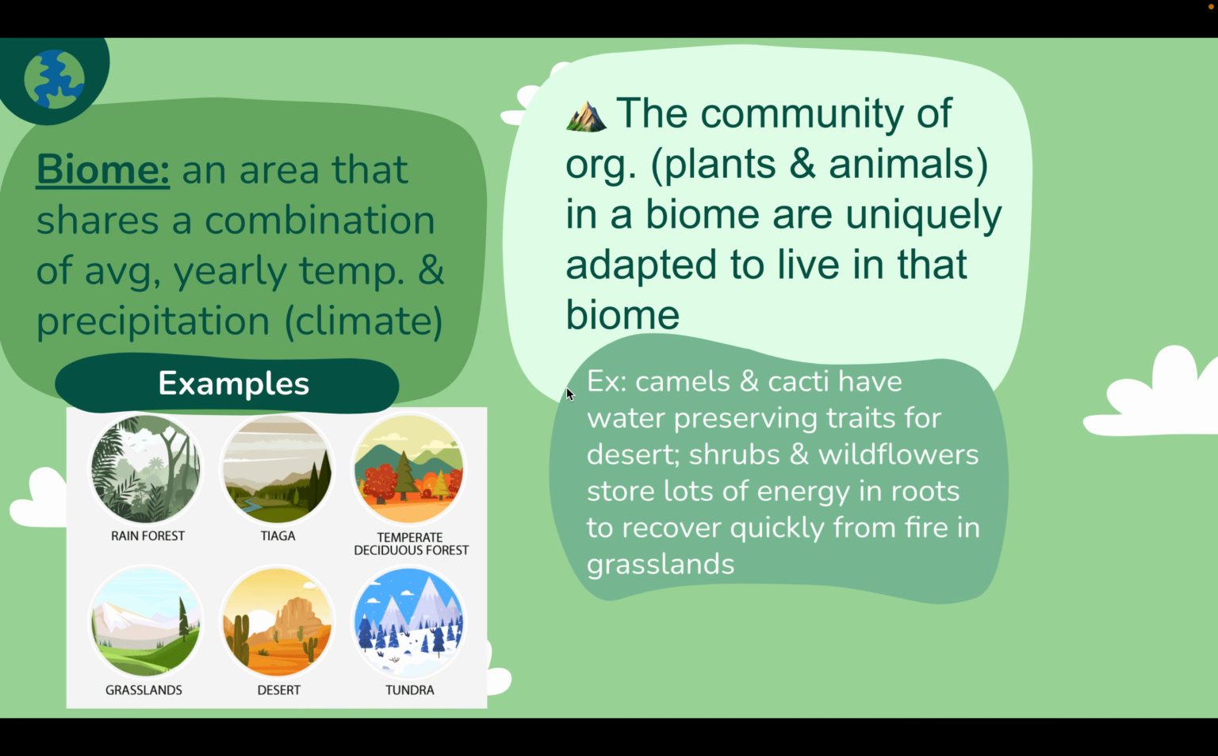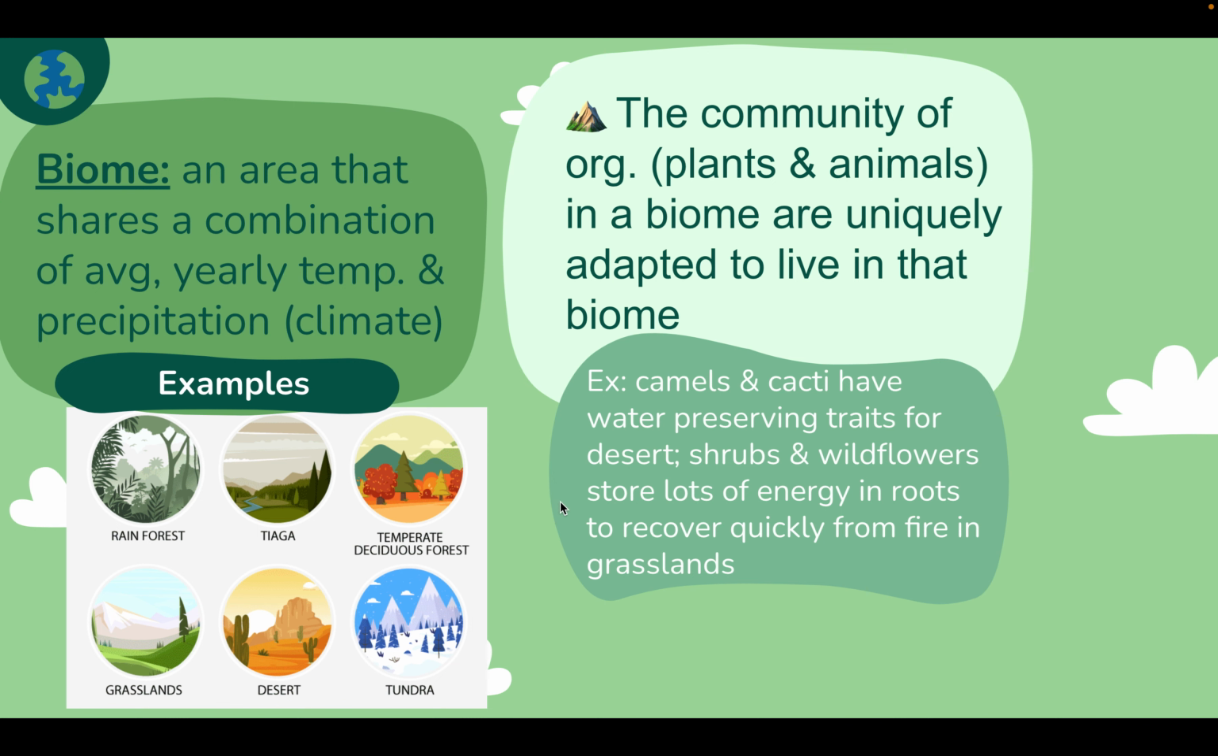Some examples are camels and cacti, which have water-preserving traits. So they are able to survive in a desert a lot better than an organism like a flowering plant that isn't able to preserve water, since very little precipitation occurs in the desert. And when it does happen, it's a lot at once and then nothing for a very long time.